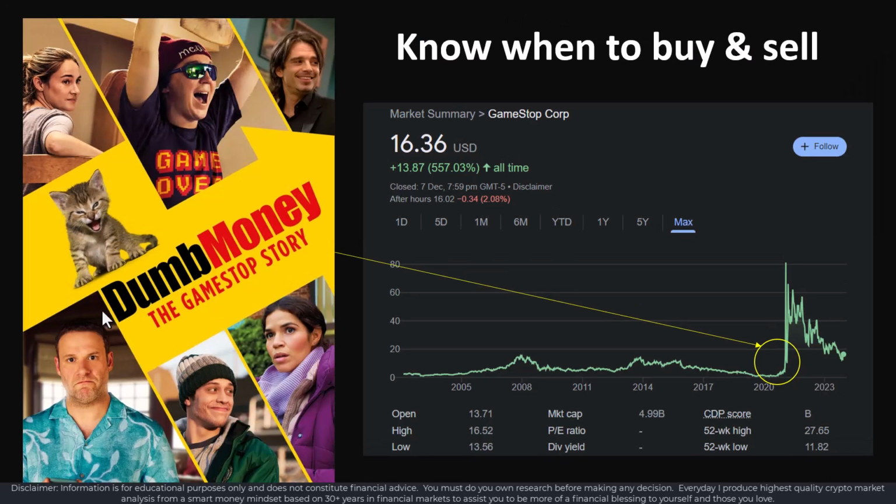I believe the film Dumb Money, the GameStop story should be compulsory viewing for everybody who wants to trade or invest. It shows the story of people getting into GameStop, GME, and it just shows this parabolic runoff. But what happened from there? GameStop just decayed. Can you imagine buying at $80 as a lot of people did and only to see it trading at $16.36 right now?